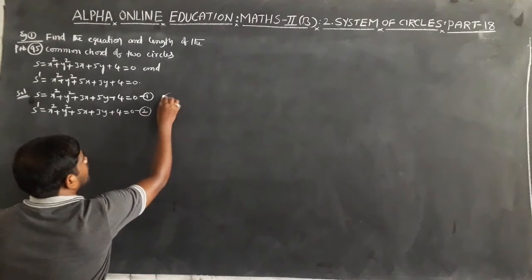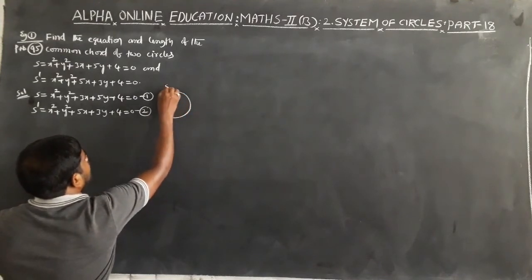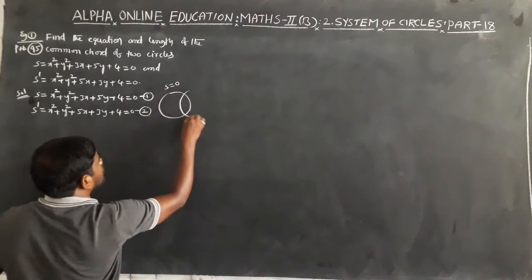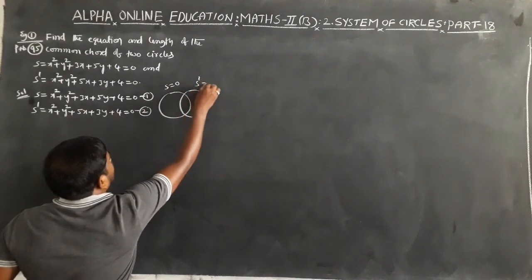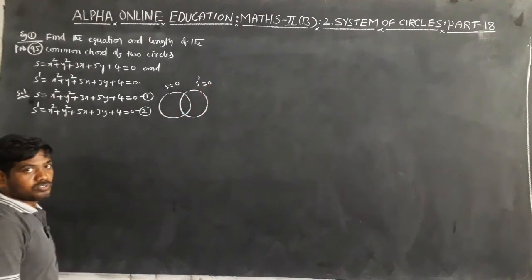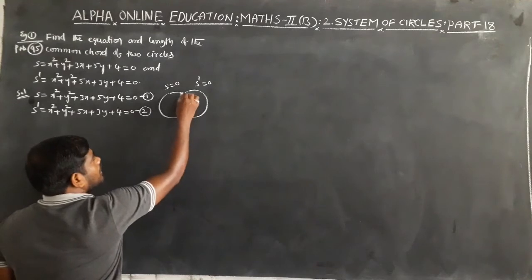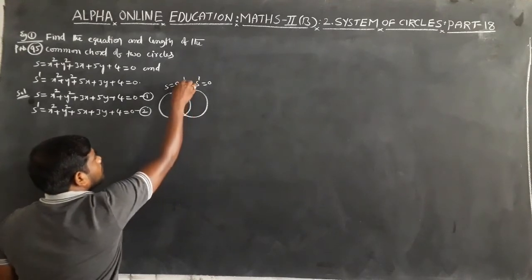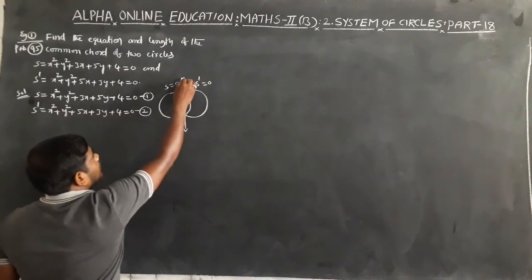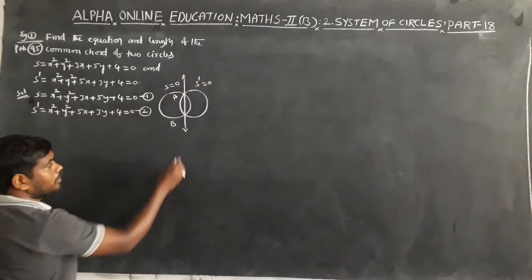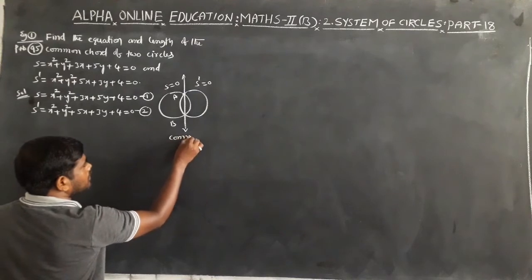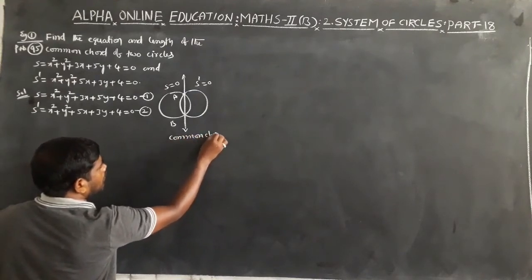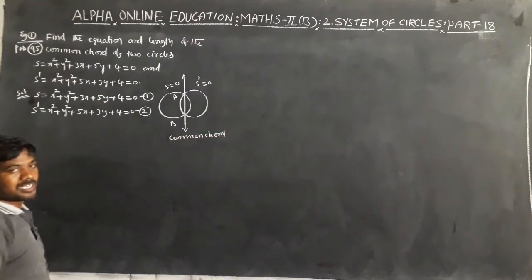This is the first circle, S is equal to 0. This is the second circle, S dash is equal to 0. Here two circles intersect at capital A and capital B. The line secant AB is the common chord. This is the common chord of the two circles.